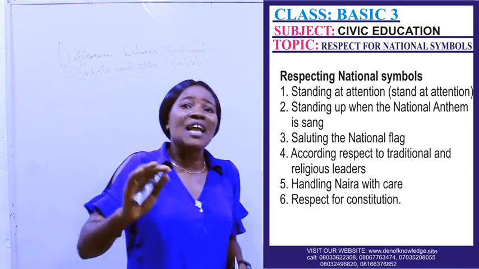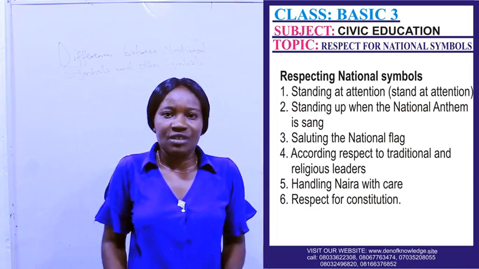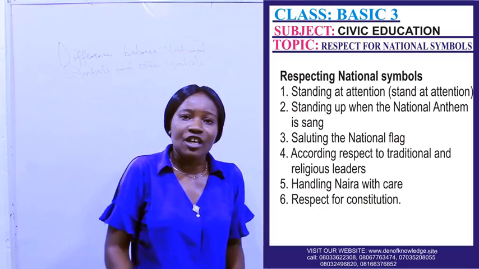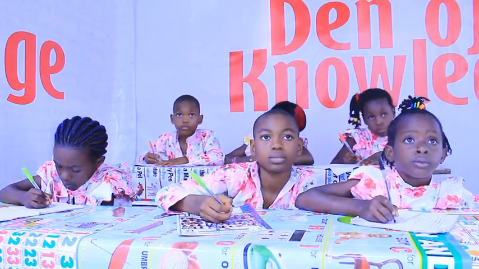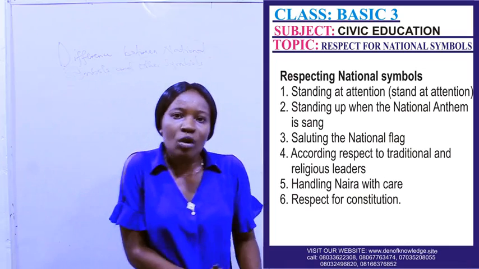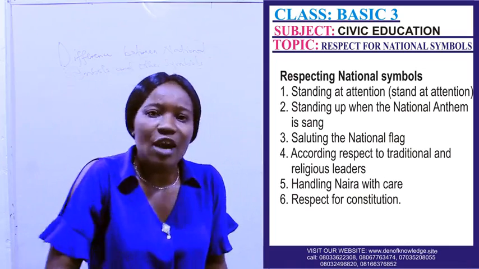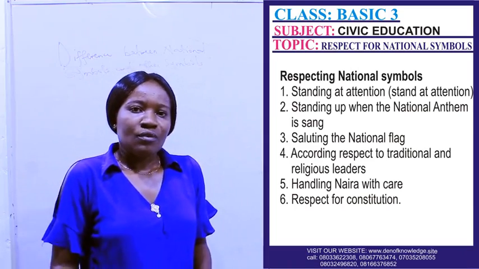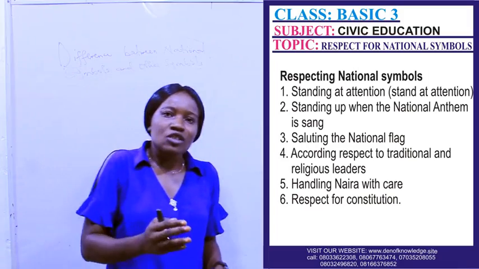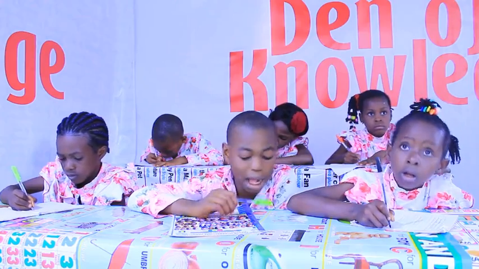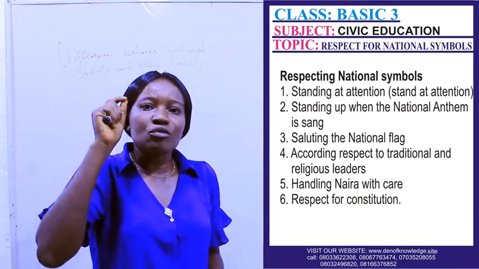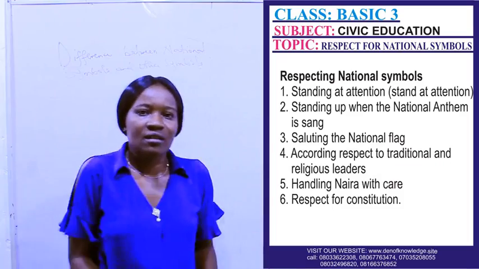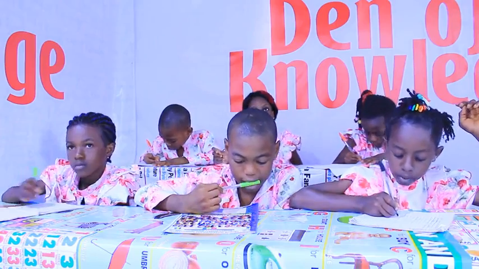Then, the difference between national symbols and other symbols. National symbols apply to everybody in the country, while other symbols apply to some group of people in the country. Not everybody uses the road. Some people use the road. National symbols are to be respected by all because they apply to everybody. Everybody should respect national symbols.